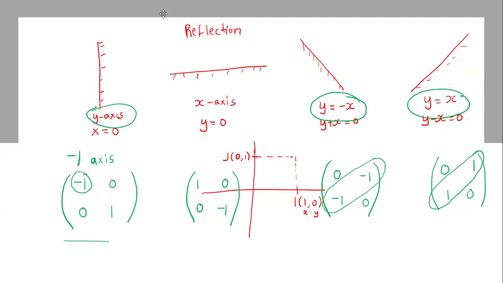Okay. Now that is when it comes to reflection. Now we are going to look at the second one.